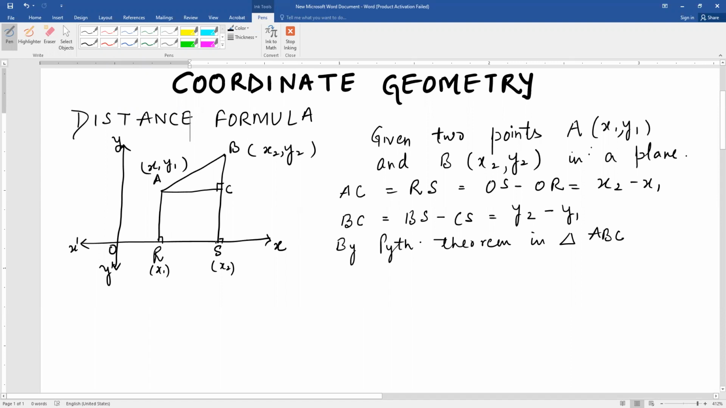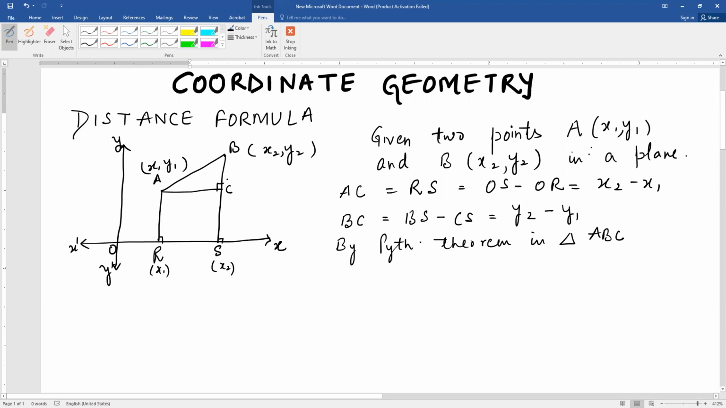AC is equal to RS and R point is this x1 point, यानी इसकी पोजीशन जो है R x1 डिनोट करता है और S point x2 डिनोट करता है. That means O से R का distance, OR distance is x1 and OS distance is x2. Therefore, AC is nothing but RS, that means OS minus OR, that means x2 minus x1.